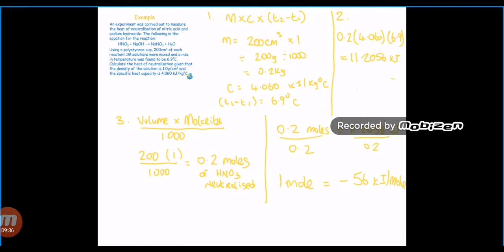At this point, we can check our answer, because we know that the HNO3 and the NaOH... The key reaction that we're looking for there is the H+ and the OH- going to produce water. And I said in an earlier slide that the approximate value for that is -57 kilojoules per mole. So the fact that we've gotten -56 means that our answer is correct.